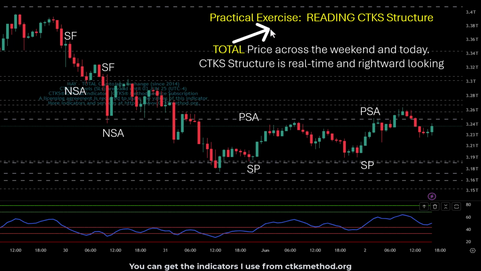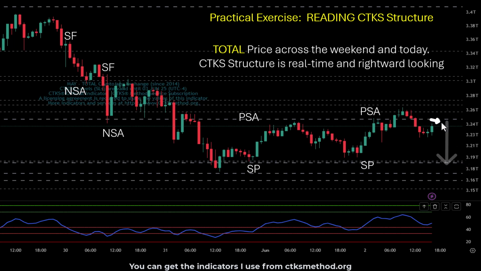Okay, let's get really practical and read some CTKS structure. Now, this is literally that particular chart that I showed you before. This is total crypto market cap. All of these levels are real-time and they're rightward looking. What does that mean? Rightward looking is that we actually apply it like this. We know there's a CTKS gap right here.